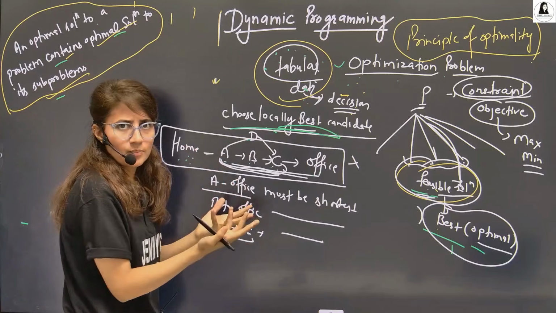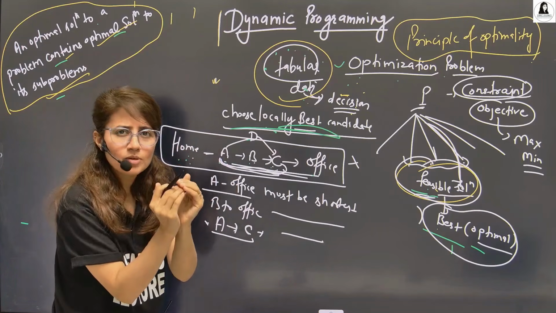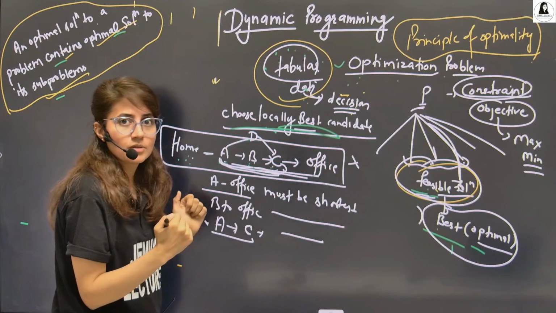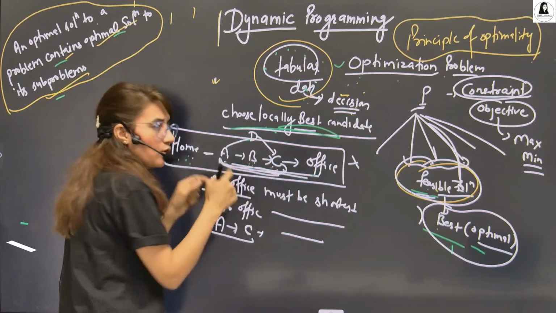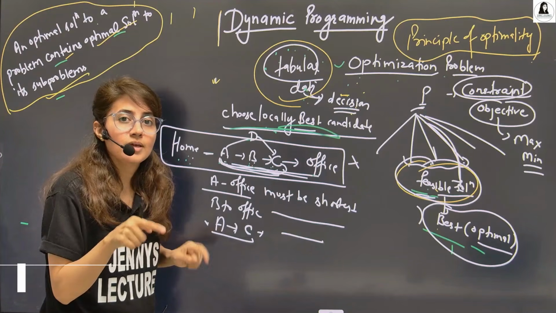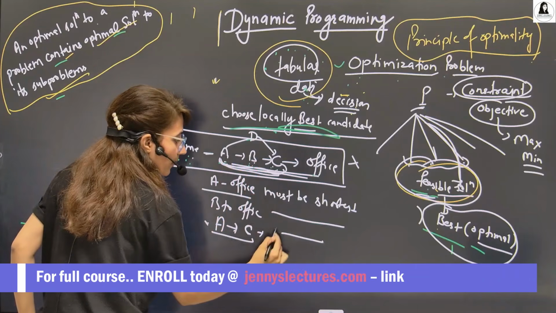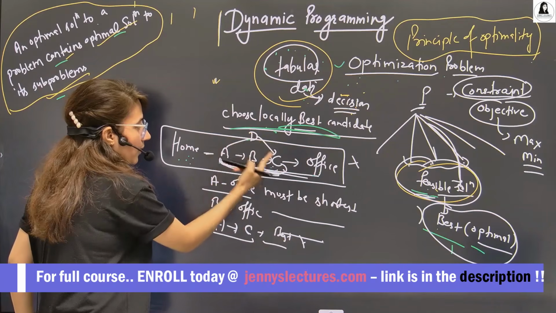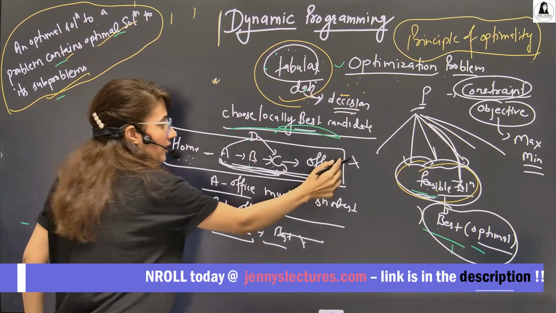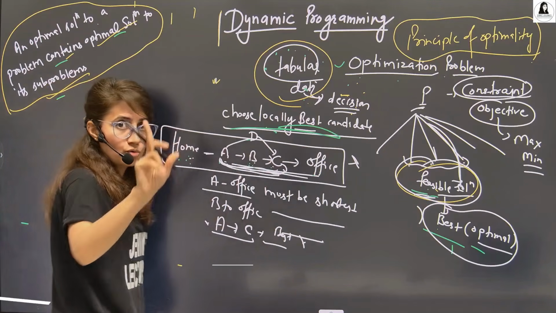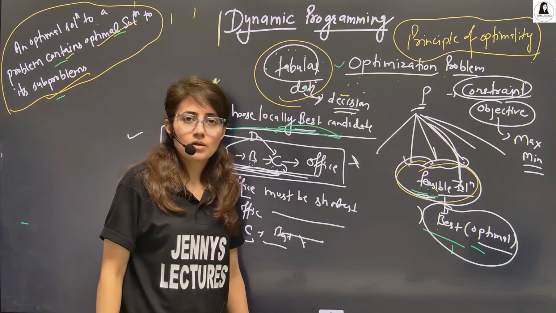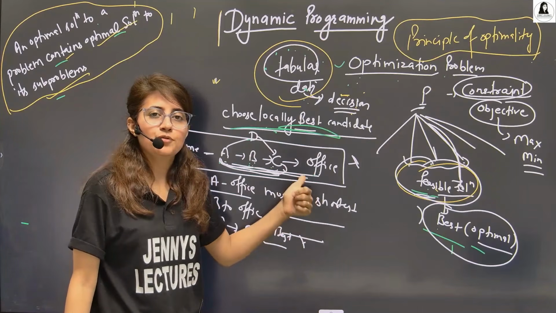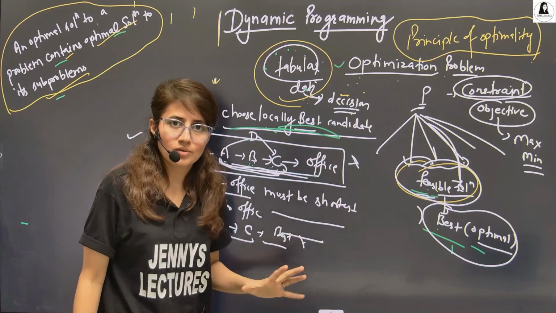What is a subproblem? From home to A, that is a subproblem. From A to B, that is also a subproblem. B to office, that is also a subproblem. The main problem is home to office. So all these subproblems must have optimal solutions. If suppose A to C is not the best or the shortest path, and there is some other path A to D which is shortest, then definitely the original path from home to office is also not optimal, not shortest, not best. And these are the rules DP follows. This is the principle of optimality rule.